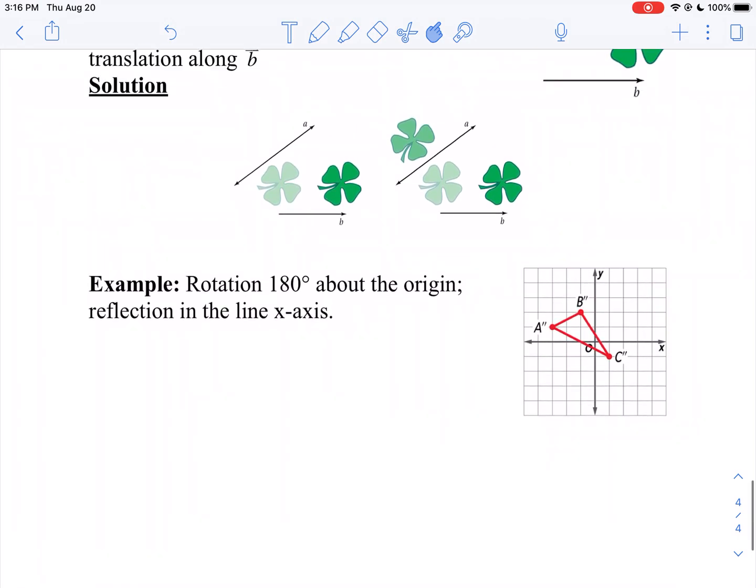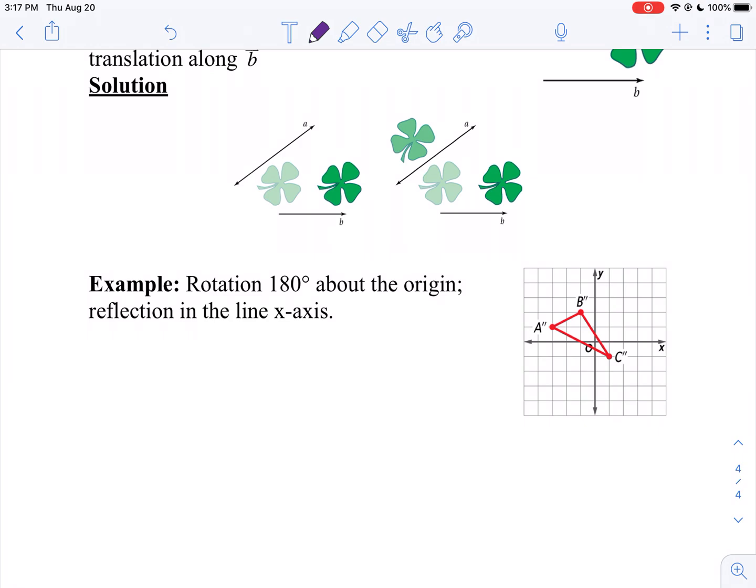Let's take a look at another one. I want to do a rotation of 180 degrees about the origin. Then I want to reflect it in the x-axis. I think I'm going to do these ones by mapping first. So what I'm going to do is I want to figure out my preimage, so I want to undo reflecting along the x-axis.